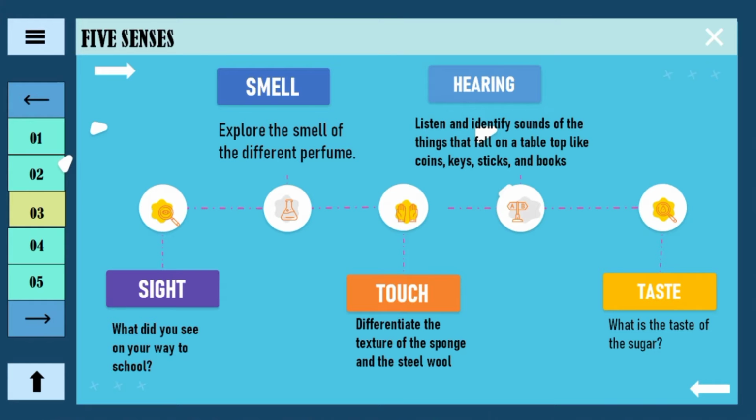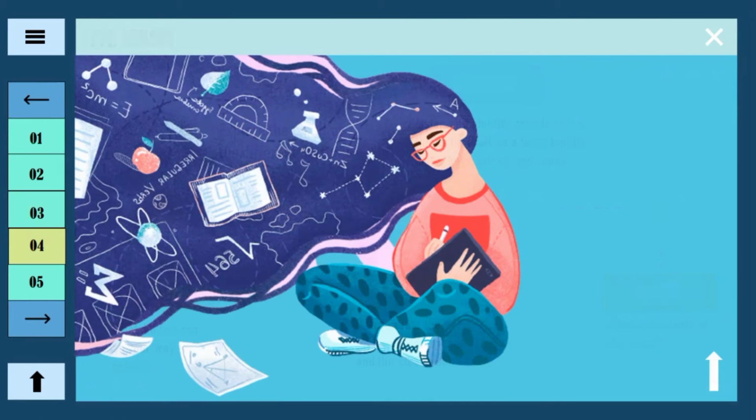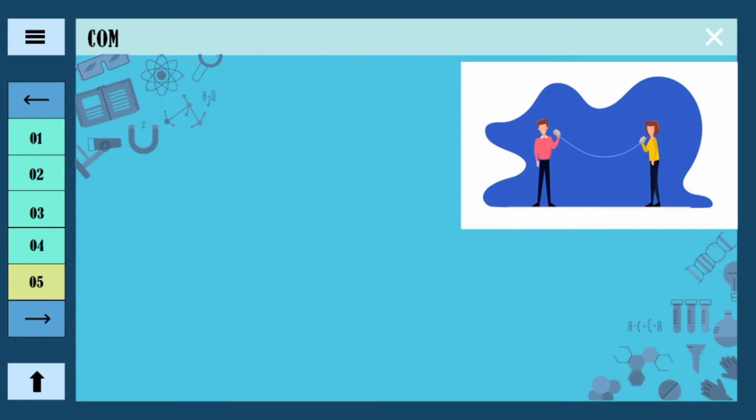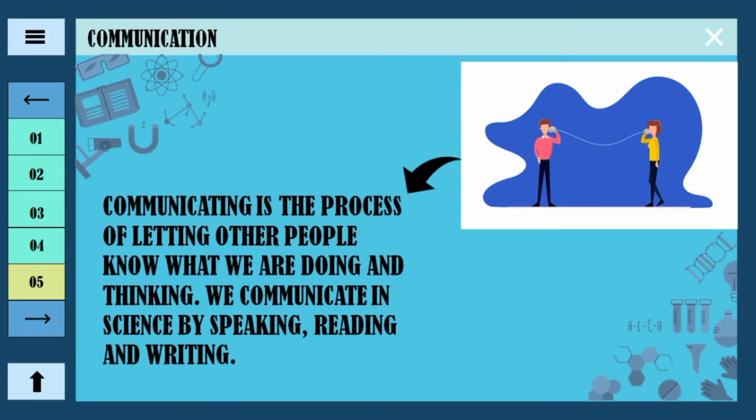And now let's go to the next science process skill, which is communication. Communicating is a process of letting other people know what we are doing and thinking. We communicate in science by speaking, reading, and writing. Same also in our daily lives class. We communicate with our loved ones, families, and friends by speaking, reading, and writing, and even texting and chatting. Right, class?